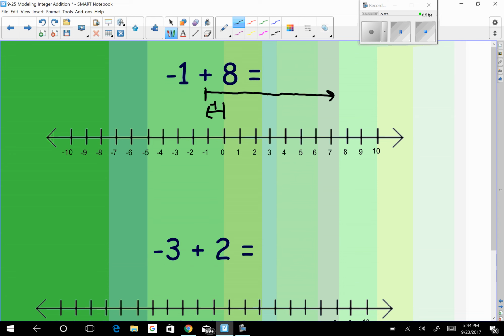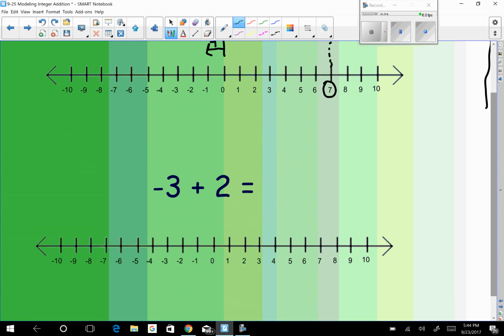Now be careful. Positive 8 doesn't mean that you end on 8. Where do we actually end up? Over here on 7, because remember first we had to go 1 to the left, and then we went 8 to the right. So since we were back here at negative 1, we're not going to go all the way to 8. We end at positive 7. So negative 1 plus 8 is positive 7.